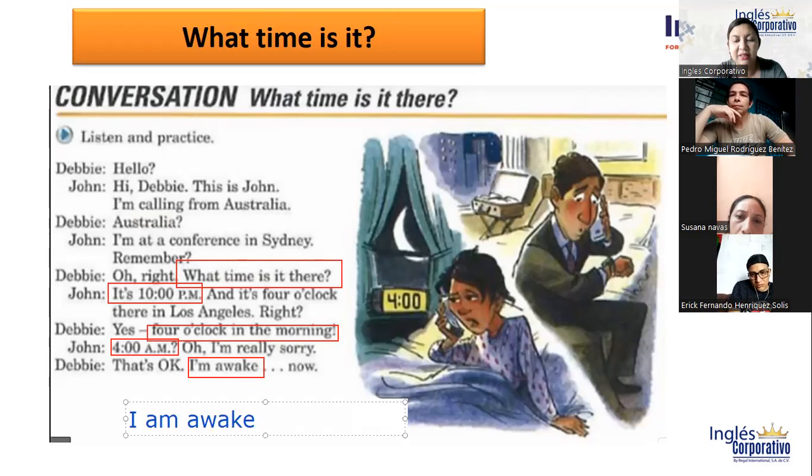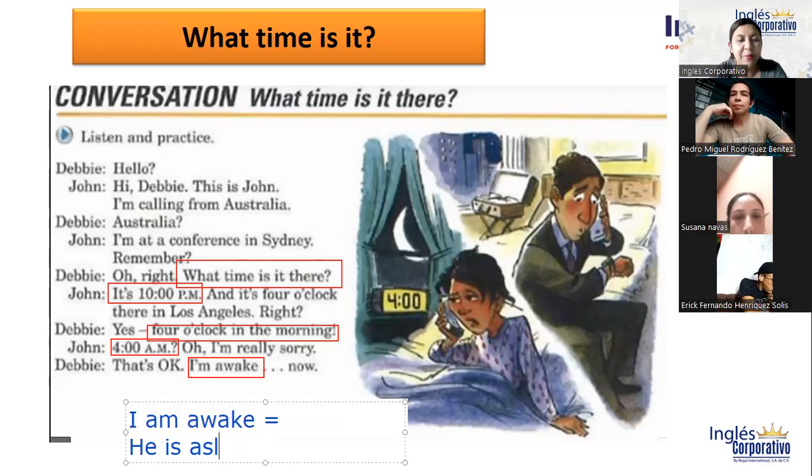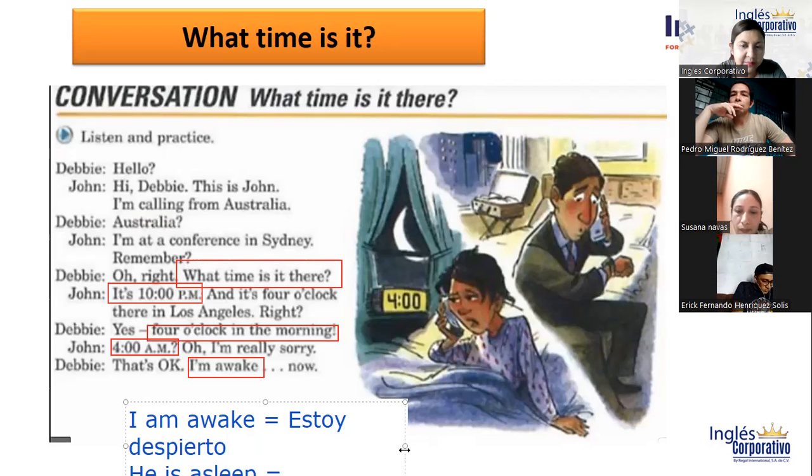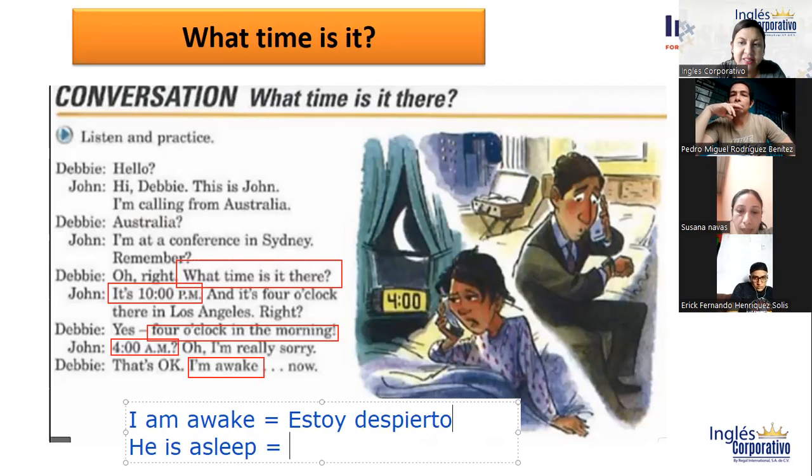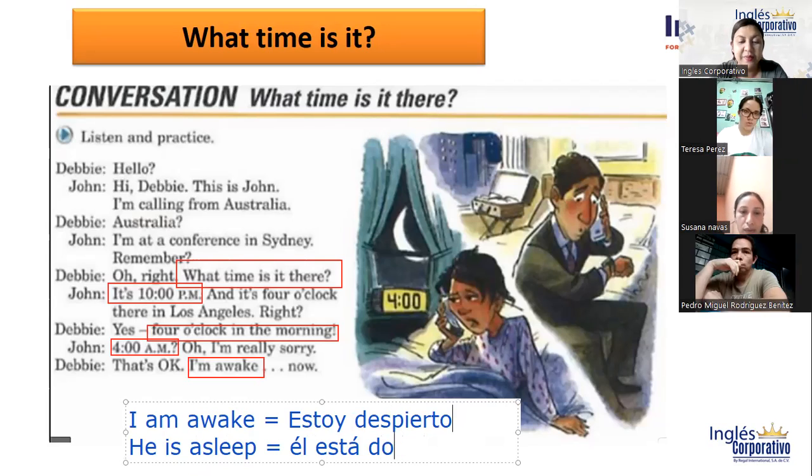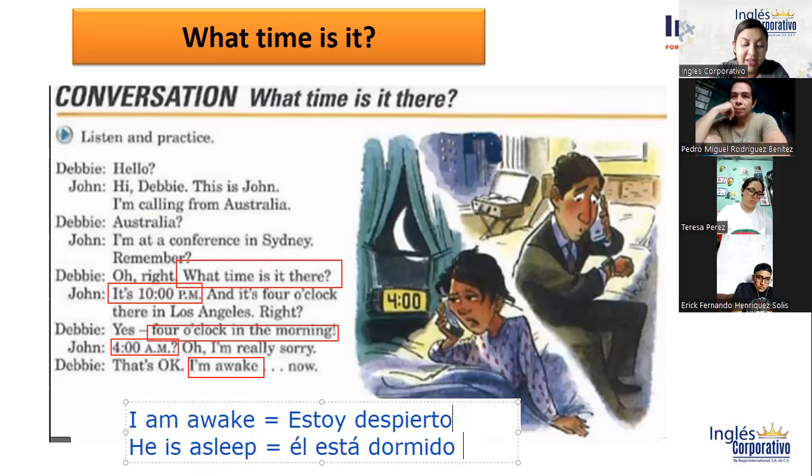I'm awake. What does it mean? Okay. I'm awake significa estoy despierto. It's an adjective. Estoy despierto o despierta. I'm awake. And he is asleep? Or she is asleep? Sleep is the opposite. What is the opposite of despierto? Dormido. He is asleep. Está dormido. He is awake. Él está despierto.